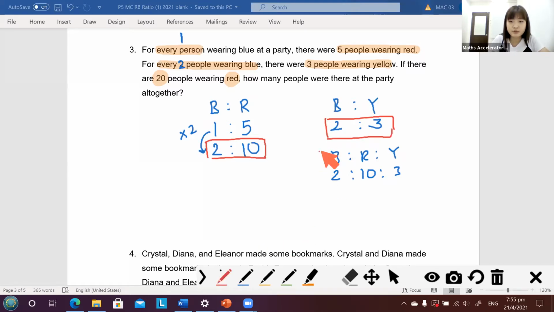Okay, you can use this one since I already wrote down. Okay, we use this one.